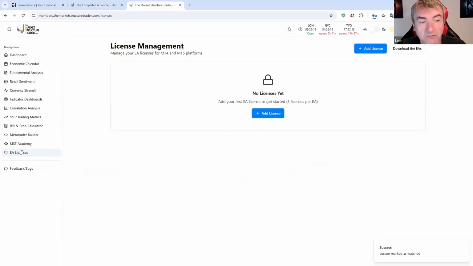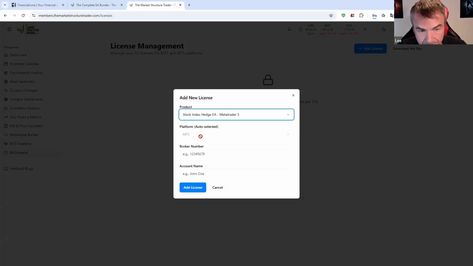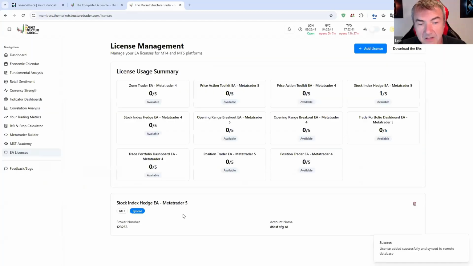So this will only show if you are an elite member, but you will literally add a license in there. You select the product that you want a license for. Obviously, that's also selected. You enter your broker number and your account name, and you add that license. When you add that license in, that will appear in here, and that will be added into the license system. So when you add the EA to the chart, it just checks that you're a member. When your membership expires, if it expires, your licenses go.